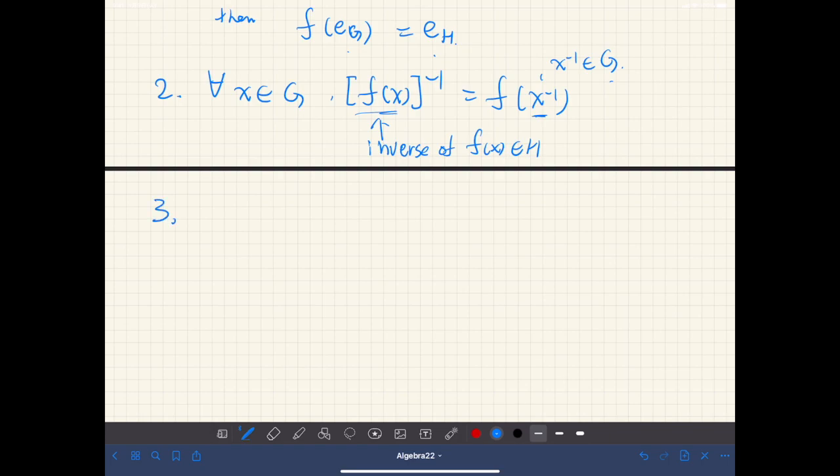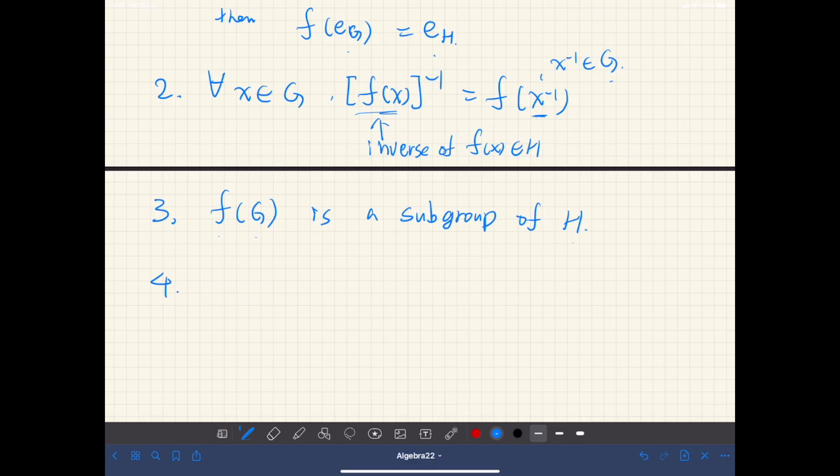And 3, F of G is a subgroup of H. So this is similar to the previous lemma. In the lemma it was a sub-semigroup, but here it is stronger. So since G is a group and H is a group, in this case F of G is a subgroup of H.